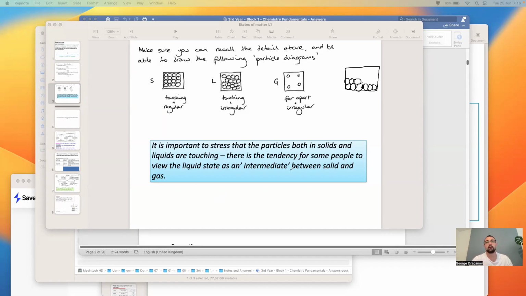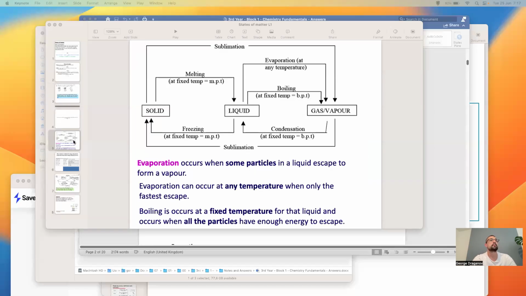So don't think of a liquid as an intermediate between a solid and a gas. Okay? Don't think that the particles are going to be slightly apart in a liquid. They're not. They're still touching. So if you have your diagram, you have your liquid: 1, 2, 3, 4, 5, 6, 7, 8, 9, 10. There you go. Just don't go drawing a weird snake either. That's a liquid.